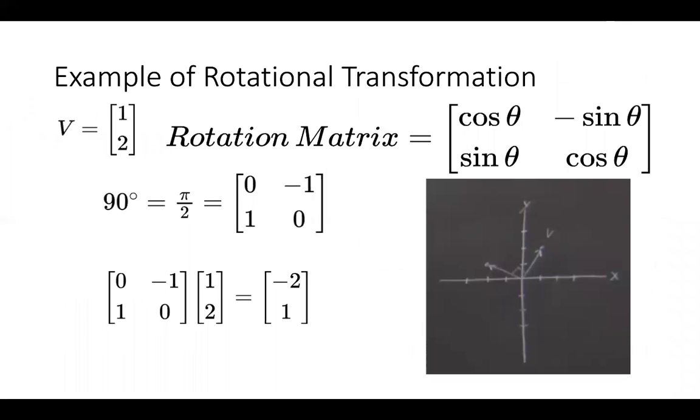And here's a mathematical example of a rotational transformation. Now again, if we're given vector v equals [1/2], the basic rotation matrix formula is this right here. Let's say we want to rotate it 90 degrees, which equals pi over 2. We plug that into the rotation matrix, and we're given our new matrix that we multiply by the original vector to give the result of what happens when you rotate it 90 degrees. And here on the right, we have the visualization of it rotating 90 degrees.